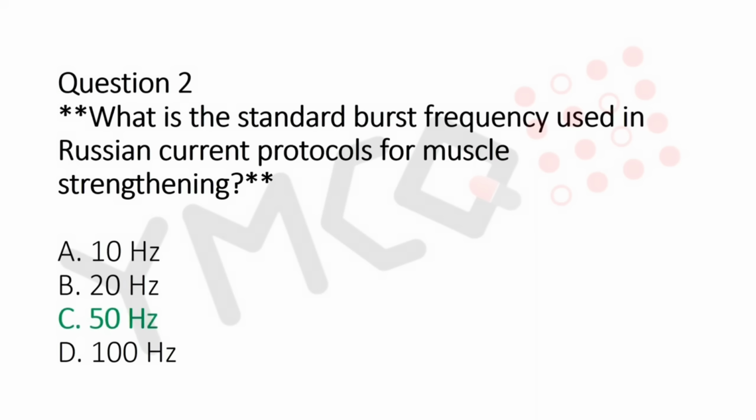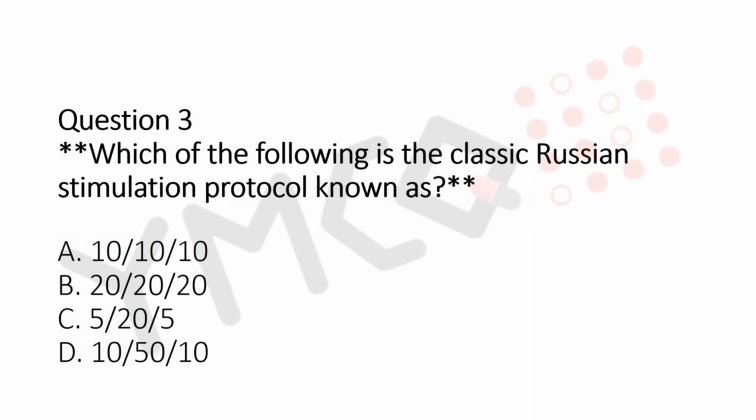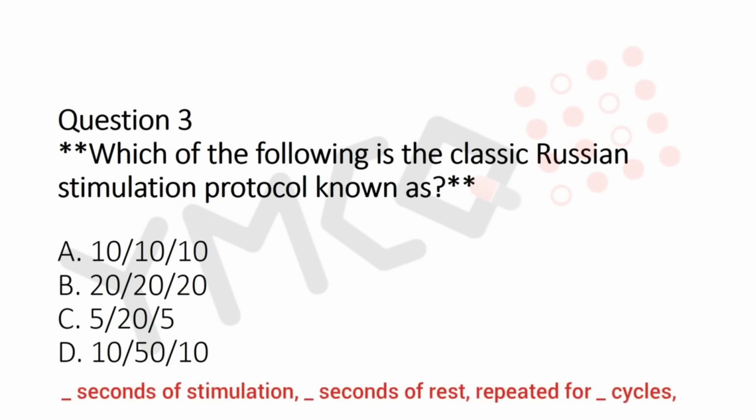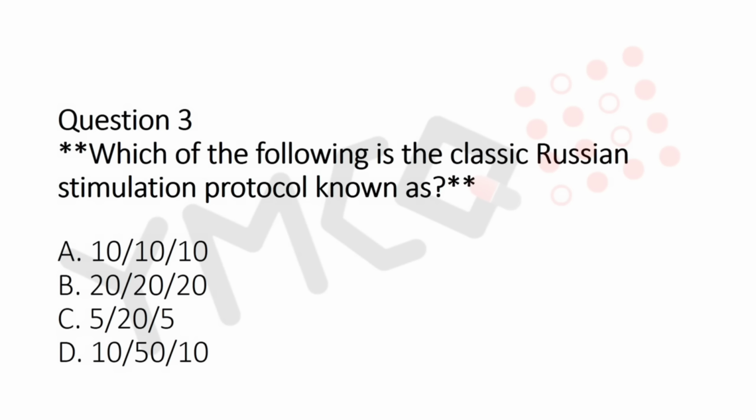Now let's move to question number 3. Which of the following is the classic Russian stimulation protocol known as? Option A, 10:10:10. Option B, 20:20:20. Option C, 5:20:5. Option D, 10:50:10. And the answer is option D, 10:50:10.